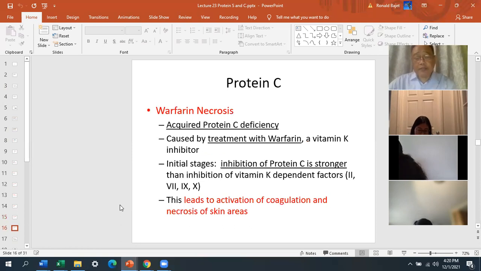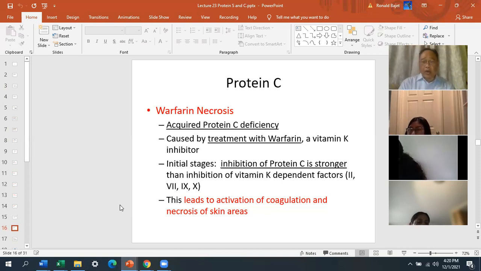Warfarin necrosis. Okay, so you know what warfarin does? Warfarin is the same as Coumadin, and it acts on the extrinsic pathway, factor VII. Warfarin is another cause of acquired protein C deficiency, and it's caused by treatment with warfarin, a vitamin K inhibitor. So if you're on warfarin, you're going to get your factors 2, 7, 9, and 10 inhibited. But also, if you're deficient in protein C, the inhibition of protein C is stronger. So that will lead to the activation of coagulation and necrosis in skin areas.